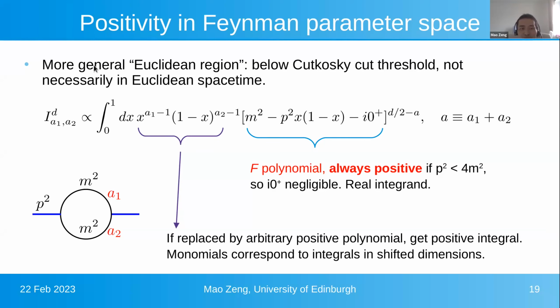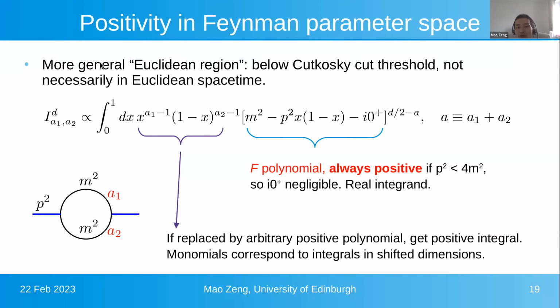So you have some manifestly real valued integral, and you can just play the same game here. You can replace this x to some power times 1 minus x to some power by some arbitrary positive polynomial. And to get a positive polynomial, you just write down any polynomial in x and you square it. And you know this is a positive integral.